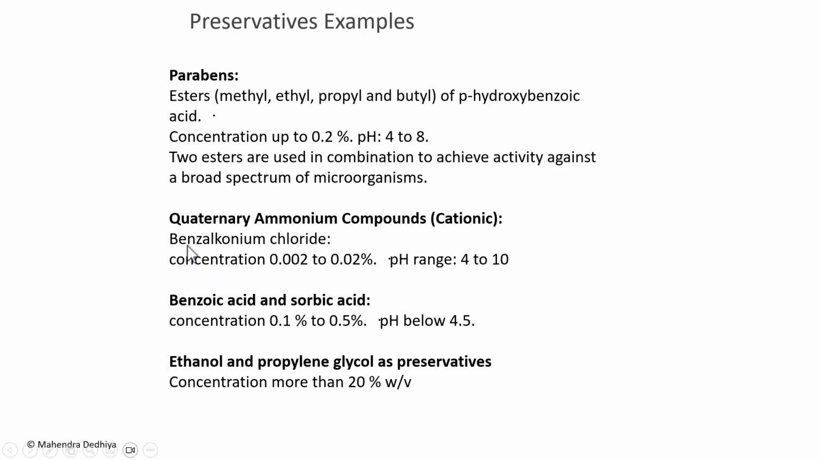Quaternary ammonium compound, benzalkonium chloride, is commonly used in ophthalmic solutions. Benzoic acid and sorbic acids are commonly used in pharmaceutical preparations as well as some cosmetic preparations. Ethanol and propylene glycol, if the concentrations are high, for example 20% weight to volume, also become a preservative.